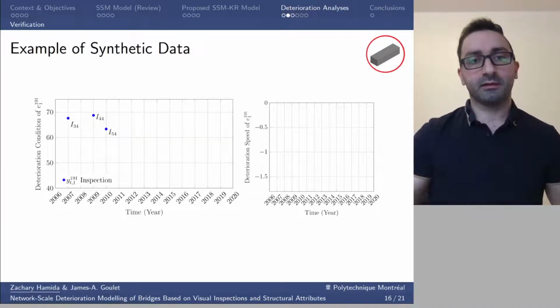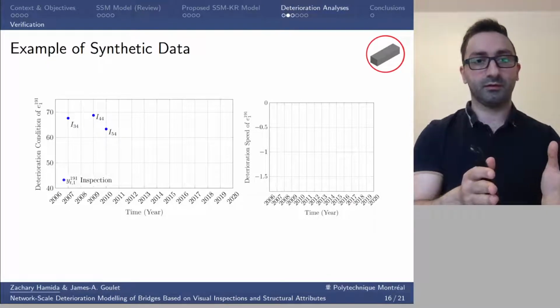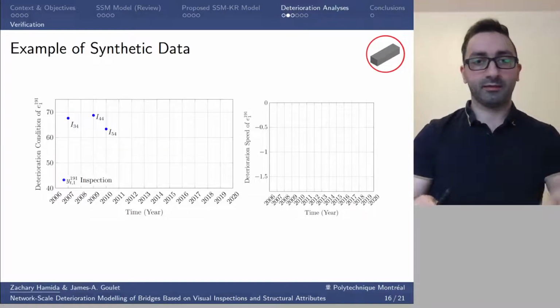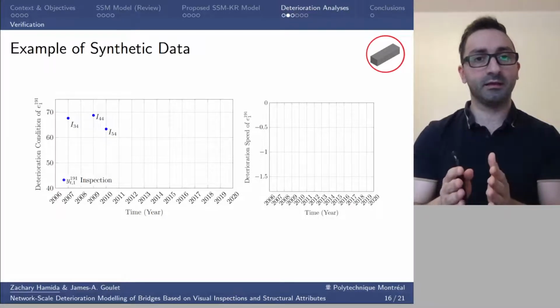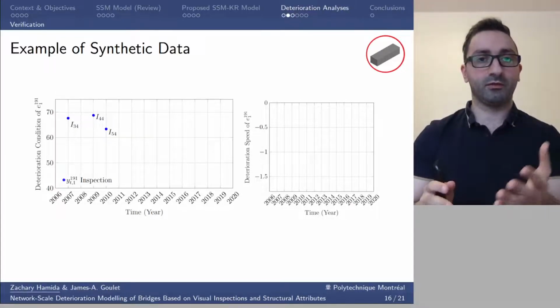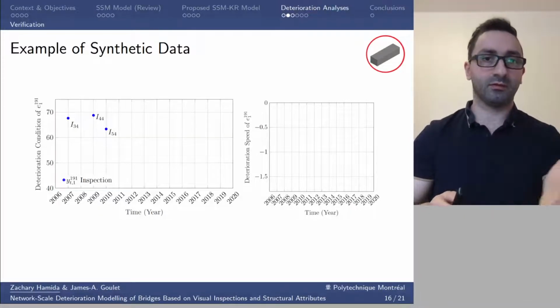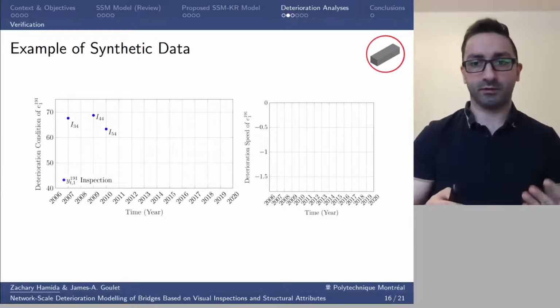So let's look at an example of the synthetic data. In this graph, we have two figures. The figure on the left is for the condition, and the figure on the right is for the speed. Both x-axes represent the timeline, same time steps. On the graph on the left, for the condition, the observations are represented by the blue points, with each observation associated with an inspector, as shown, and we have different inspectors over time. While for the speed, we don't have any observations.